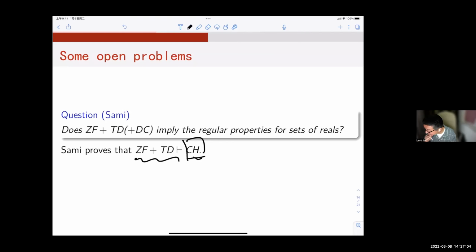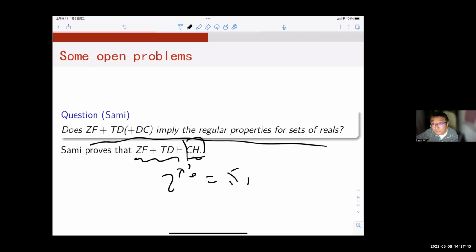It has a different meaning. The definition of CH is very tricky without actual choice. It does not mean 2 to the aleph_0 equals aleph_1. It means every set of reals is either countable or has the same power as the reals. And what he proved is this version of CH: CF plus TD implies every set of reals is either countable or has the same power as the reals. But we don't know whether this is sharp.